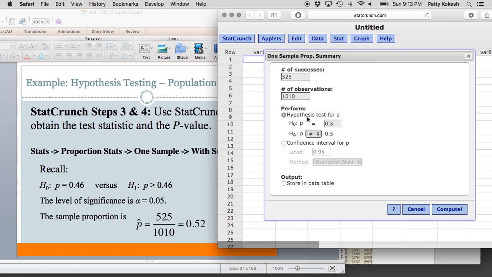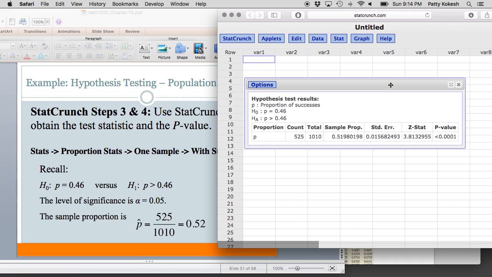And I want to run a hypothesis test. The proportion that I believe from my previous estimate was the 0.46, but I think it's increased. So under this, instead of having it as a two-tailed test, I need a right-tailed test, which is just going to be this greater than. You don't have to do anything with the confidence interval. This is what we did in the last chapter. But right now we're doing a hypothesis test. So this is selected right here. And then I do compute.